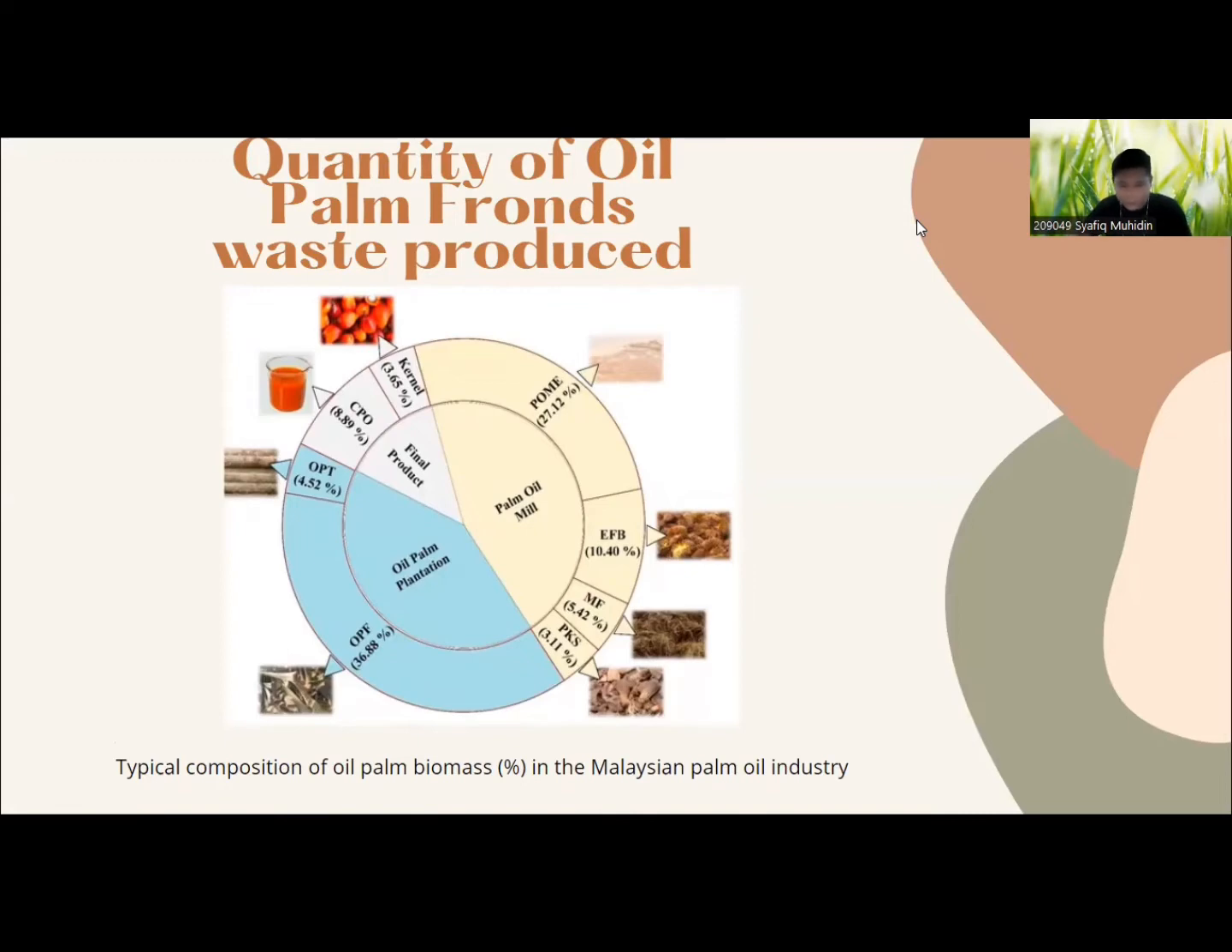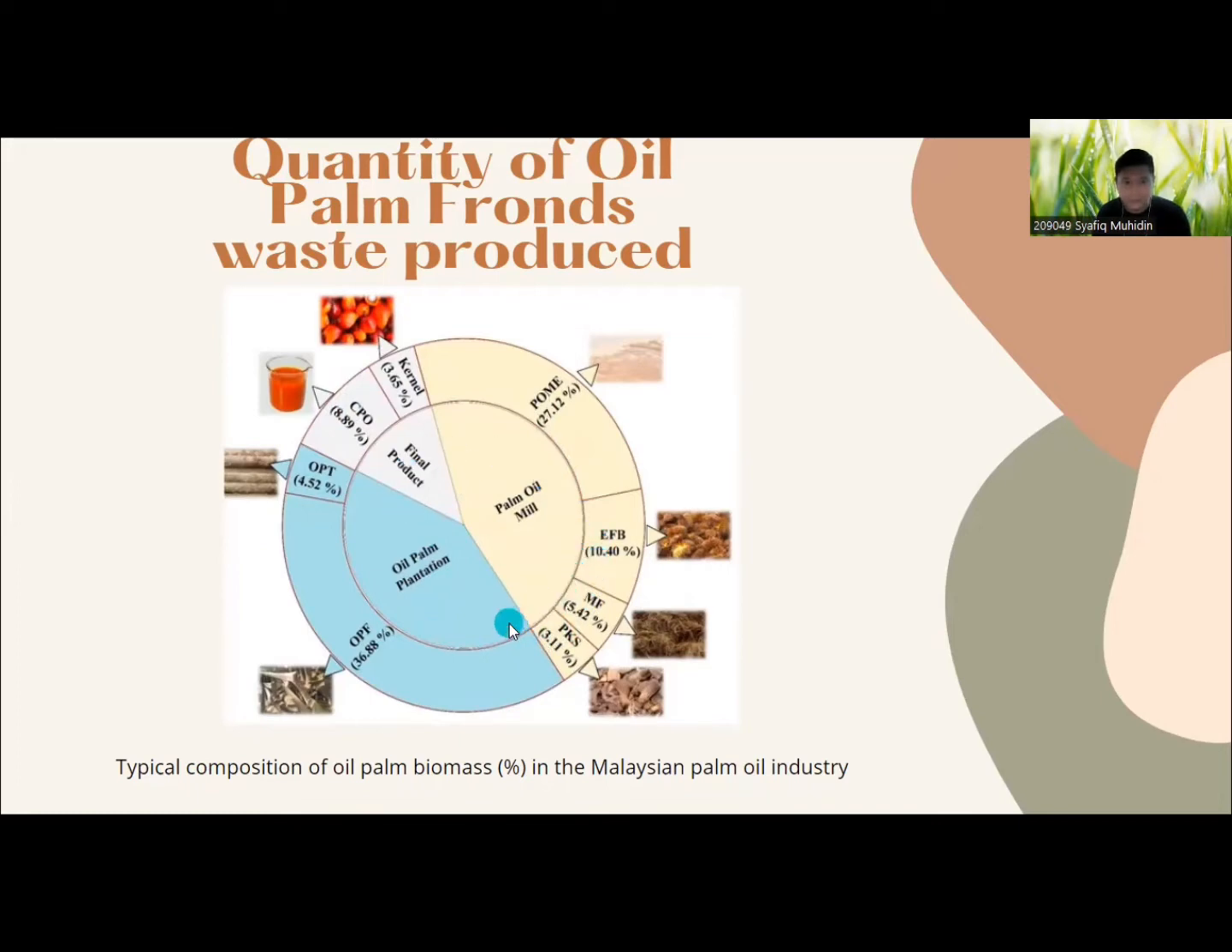I will talk about the quantity of the oil palm frond waste produced in Malaysia. In 2020, there was research from a private university in cooperation with Universiti Kebangsaan Malaysia. The topic of the research is the sustainable circular economy in the palm oil industry. In their research, they put this pie chart. I took this pie chart from them, so we can know the waste produced in the palm oil industry.